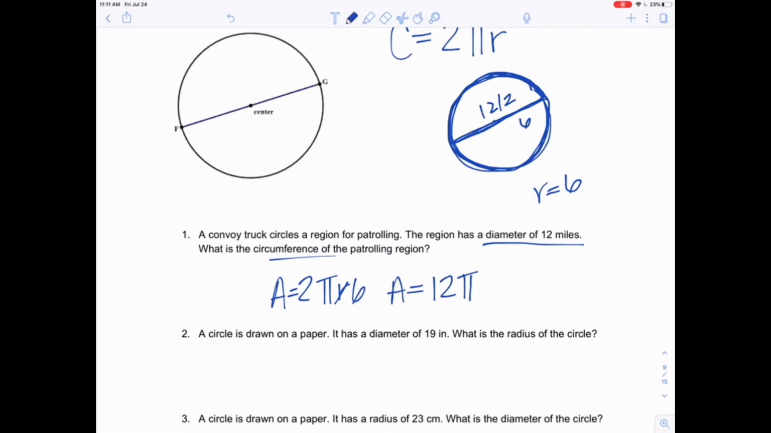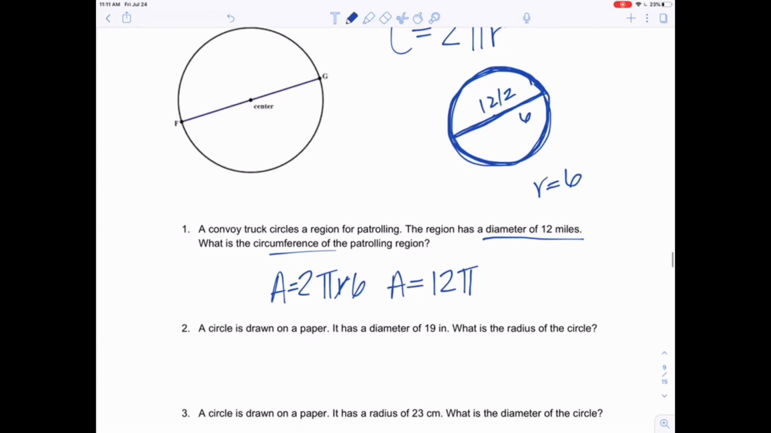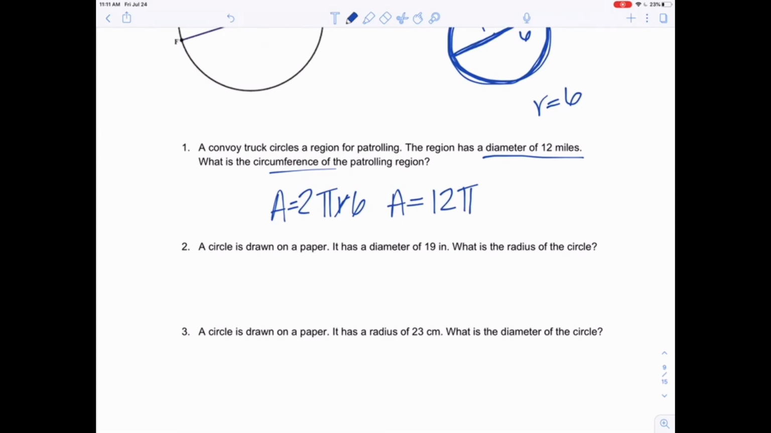Let's keep going. A circle is drawn on a paper. It has a diameter of 19 inches. What is the radius of the circle? Okay, this one is even easier, right? It's asking us to find the radius based on the diameter. I know that radius is half the diameter, so I'm going to do 19 divided by 2. So 2 goes into 19 9 times. 2 times 9 is 18. 19 minus 18 is 1. I'm going to add a decimal, bring down a 0. 10 divided by 2 is 5. So the radius equals 9.5.